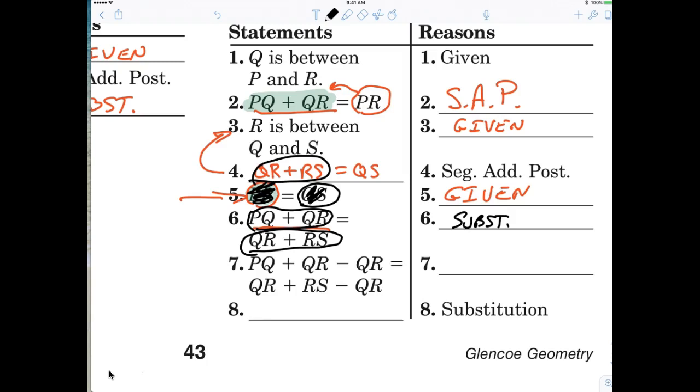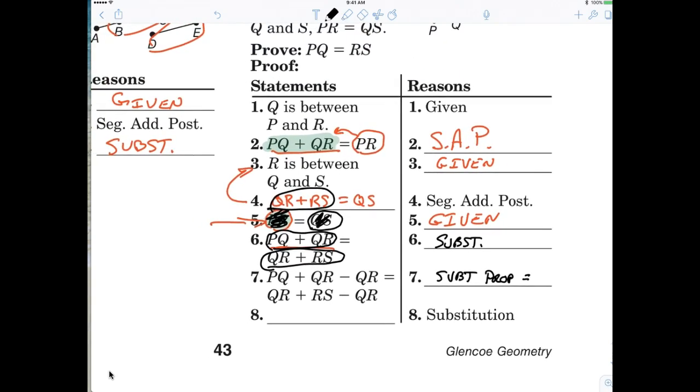Now, what am I doing? The subtraction property, correct? Because I'm subtracting QR from both sides. Everybody agree with that? So that's the subtraction property of equality. All right? And so when I subtracted, I was left with what? PQ is equal to RS.